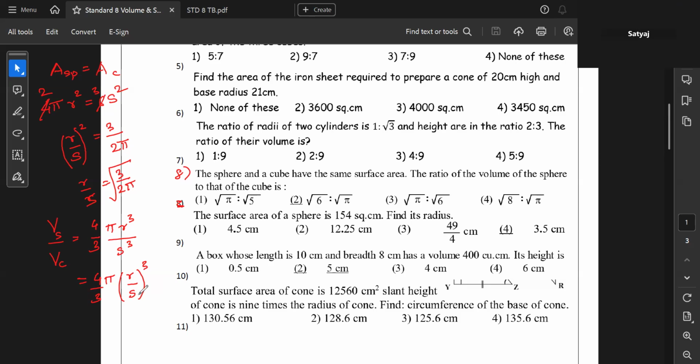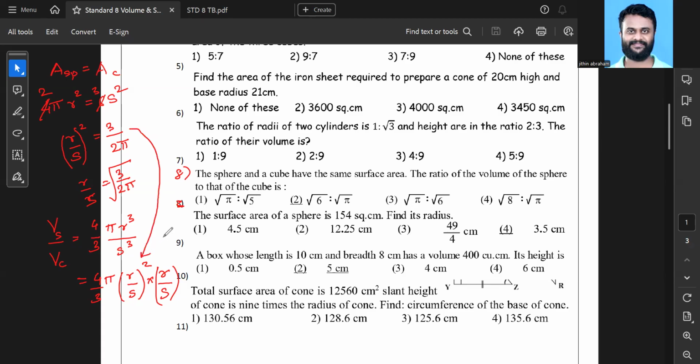Now this whole cube can also be written as r upon s the whole square multiplied by r upon s raised to 1. Do you understand this? Okay. Now r upon s the whole square is 3 by 2 pi, and normal r upon s is under root of 3 by 2 pi. I'll just substitute that and see what happens.